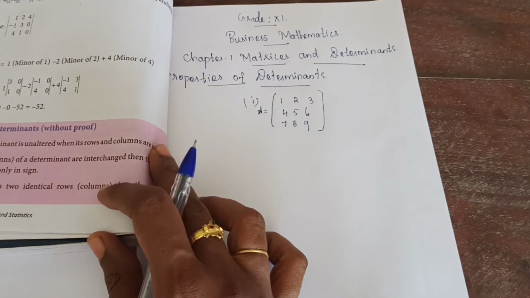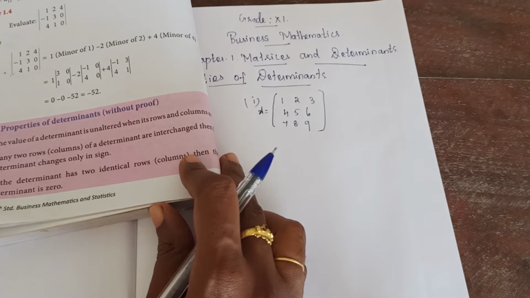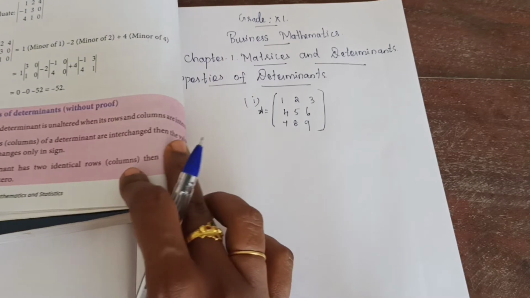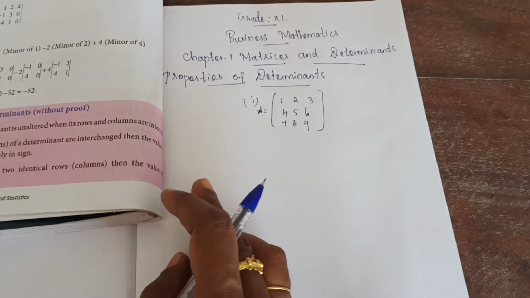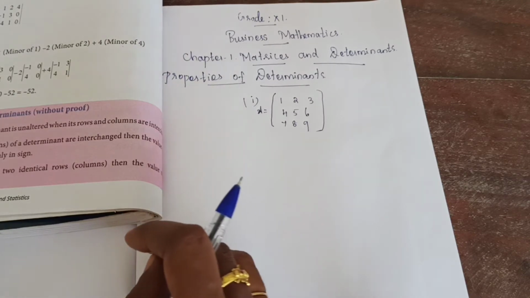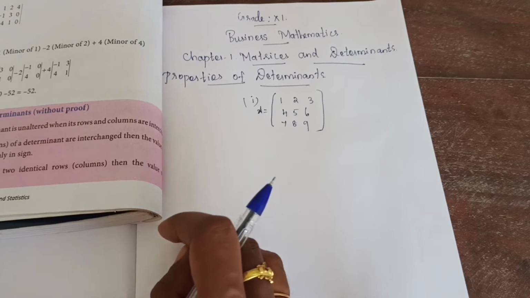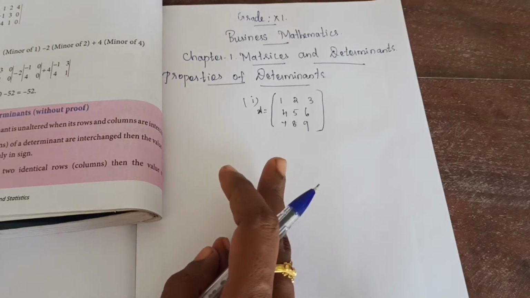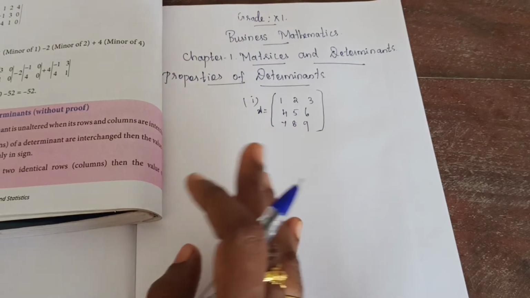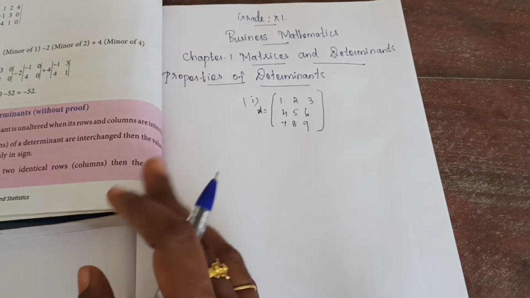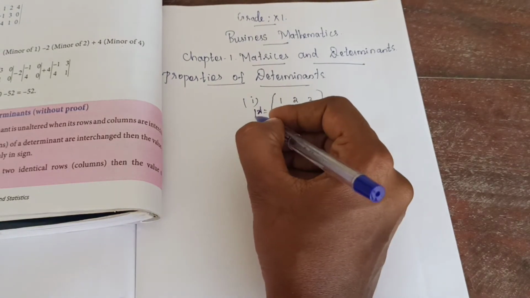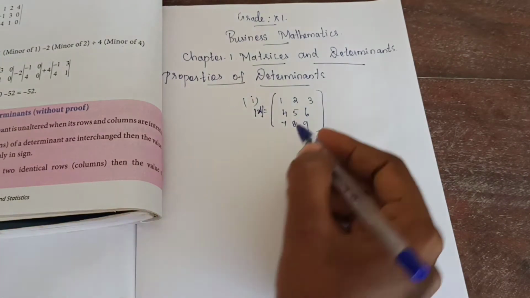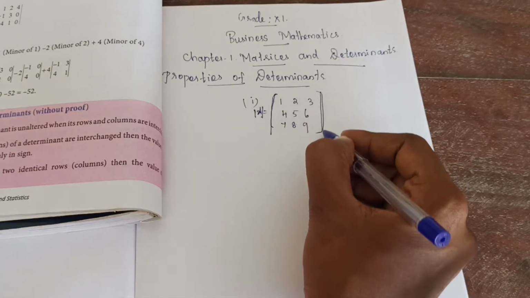In this property they said the value of a determinant is unaltered when its rows and columns are interchanged. Unaltered means it won't change. So if you are interchanging row and column, the determinant value won't get changed. That's the meaning. If I change all the rows as columns and columns as rows, there is no change. Understand? Now take this as determinant A. It's not matrix A, it is determinant A.